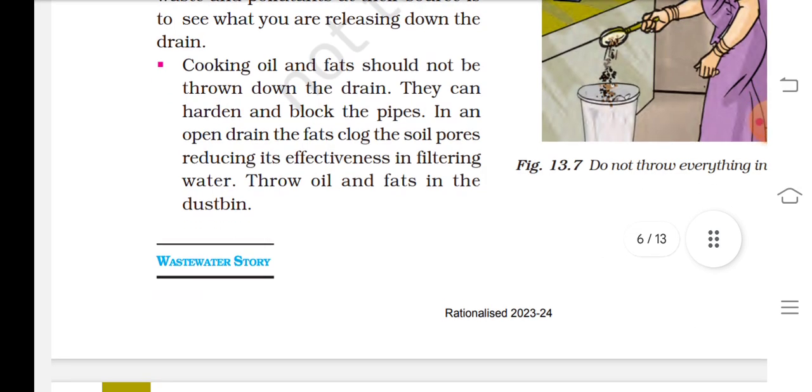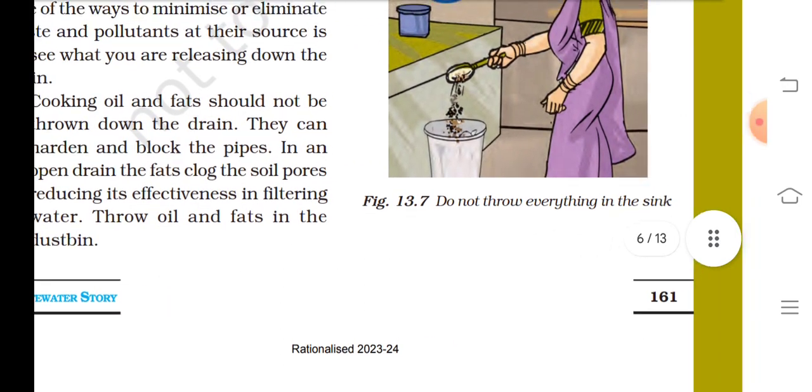Cooking oil and fat should not be thrown down the drain. They can harden and block the pipes. In an open drain, the fat clogs the soil pores, reducing its effectiveness in filtering water. Put the oil and fats in the dustbin.